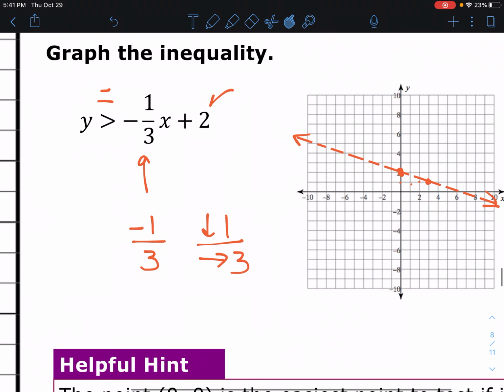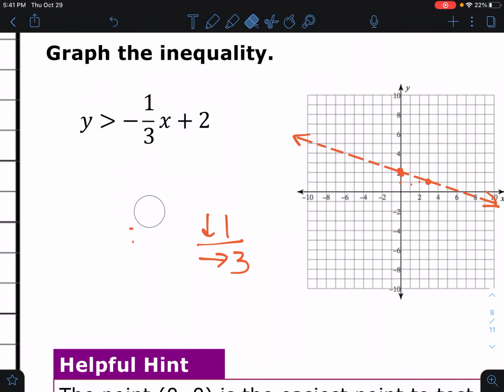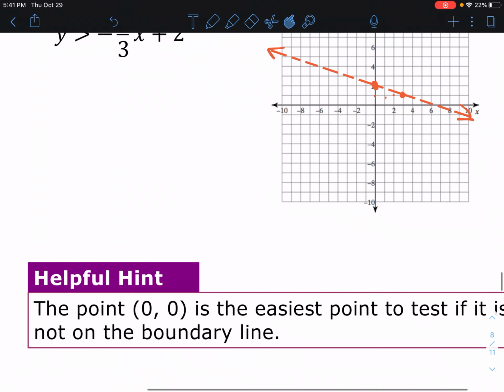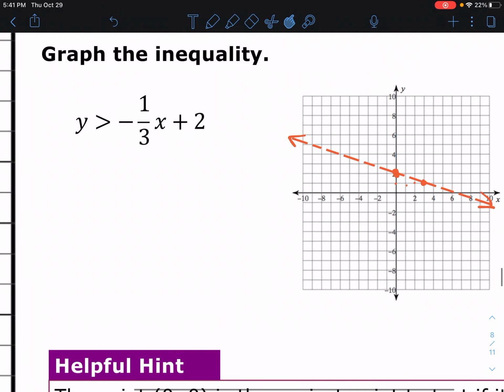Oops, sorry about that. Which way to shade. In order to do that, I need to make my eraser a little bit bigger here. I kind of put this at the bottom. You want to use a test point 0, 0 to see which one it is. It says greater than. You would think, oh, maybe that's up, but you want to be sure.